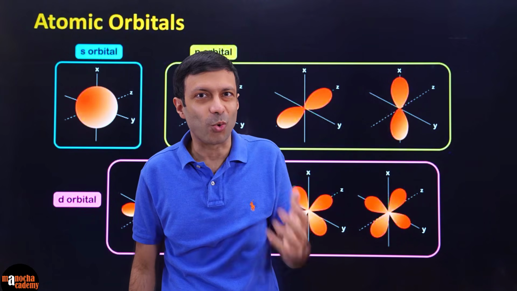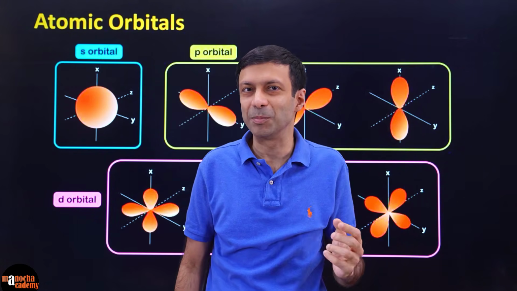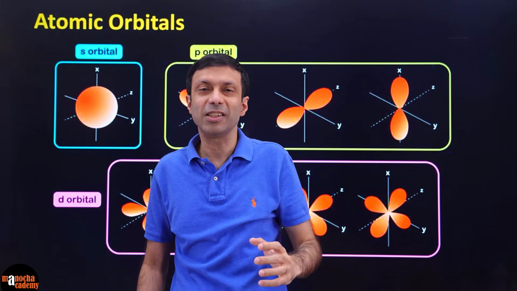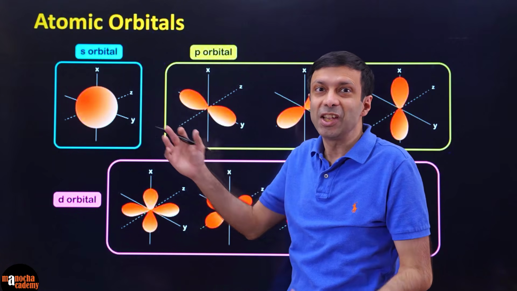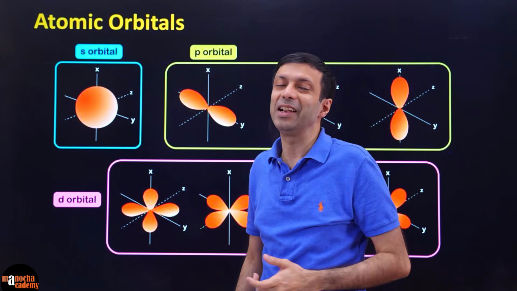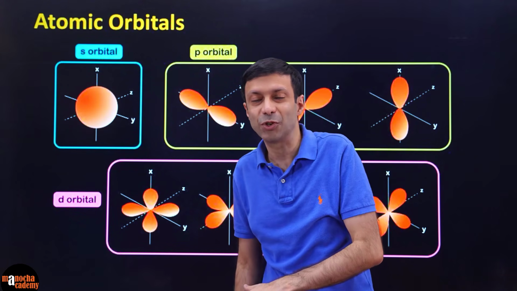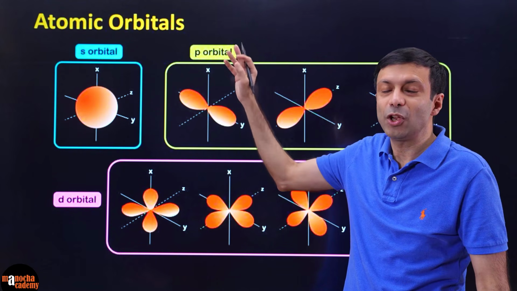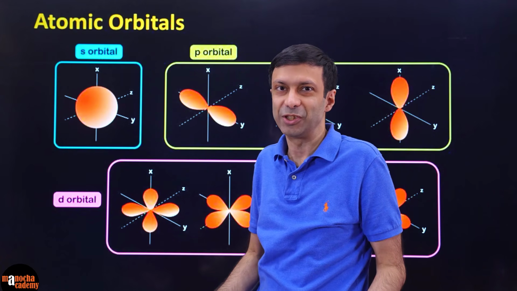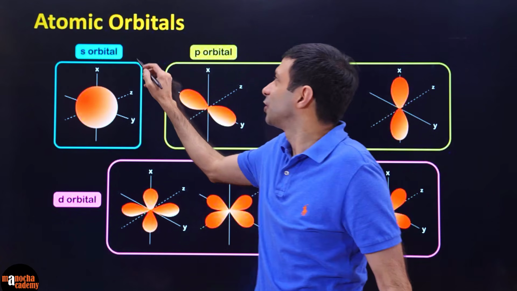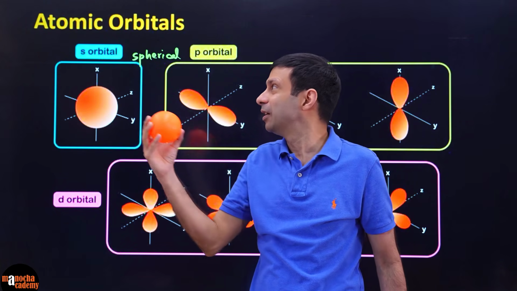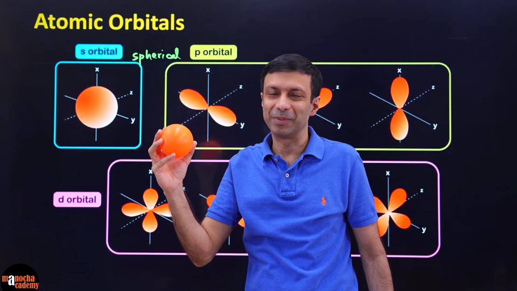Remember, in our previous video on quantum theory and electronic configuration of atoms, we talked about how electrons live in orbitals. What are these orbitals? These are basically the places where the electron is most likely to be found, where the probability of finding the electron is most. And there are different kinds of orbitals, like s orbital, p orbital, d orbital, f orbital, because these have different shapes and different orientations. Remember, the s orbital is spherical in shape. So your s orbital is like this ball here. Remember, it is spherical in shape.